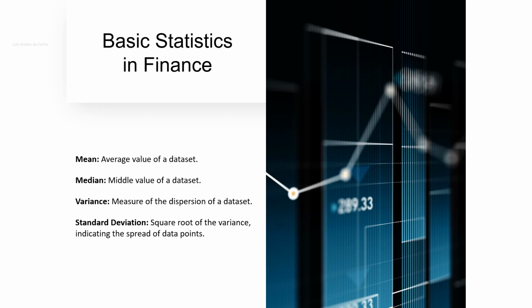Basic statistics in finance include the mean, median, variance, and standard deviation. The mean is the average value of a data set, the median is the middle value, the variance measures the dispersion, and the standard deviation is the square root of the variance, indicating the spread of data points. These statistics are fundamental for analyzing financial data.